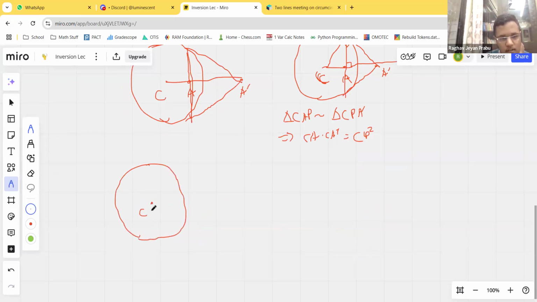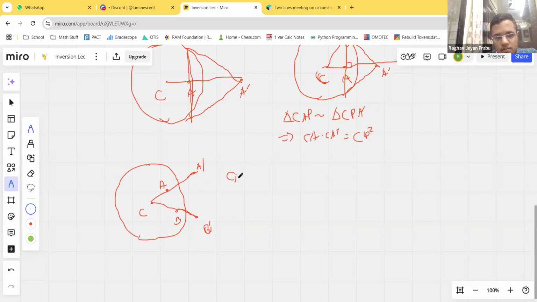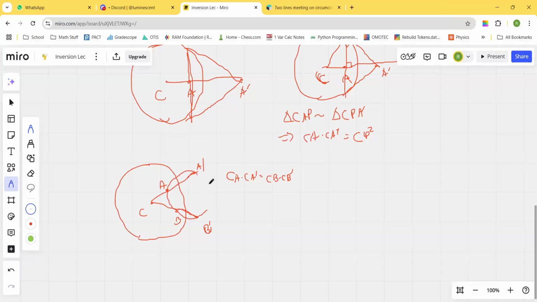Before that, we'll see what happens to 2 points. Suppose you have points A and B, and A maps to A dash and B maps to B dash, then what can you say about these 4 points? Does anybody know? A prime, B prime, A, B is cyclic. Correct. Can you also state why? Power of point. Correct. So by definition, you have CA times CA dash equals CB times CB dash. But then this is just power of a point, right? Yes. So this just forms a circle.